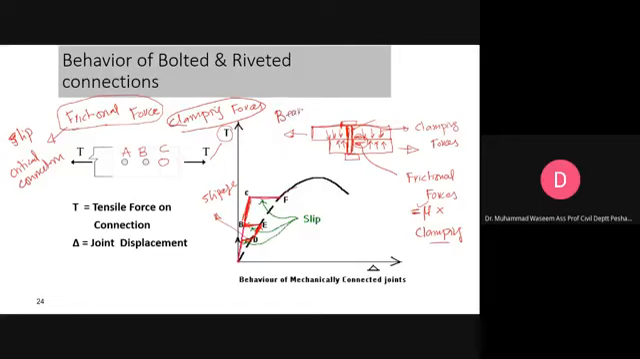So obviously these two behaviors have been explained on this graph. First, the load is resisted by the frictional force. Once it slips, then it becomes a bearing type connection. Is that clear to you?